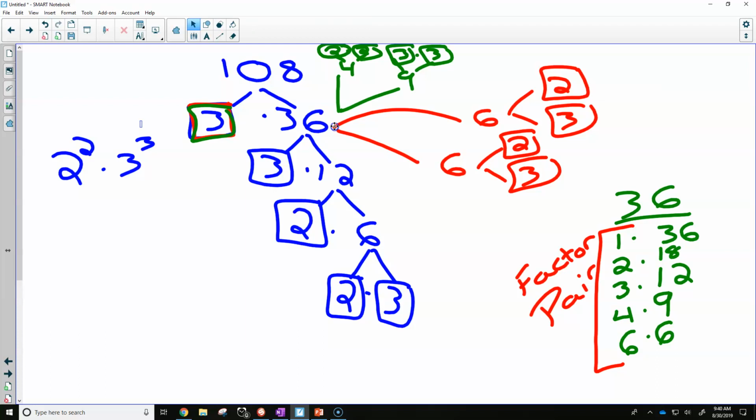When I ask you for factor pairs, I don't want, if I just say, what are the factors of 36? You'd say, 1, 2, 3, 4, 6, 9, 12, 18, 36. Those are all factors. Those are all numbers that go into 36. If I say, what are the factor pairs, it means which 2 go together.